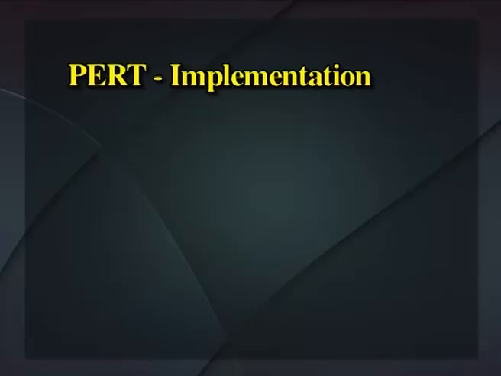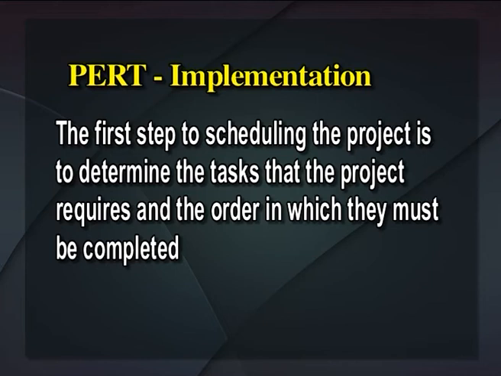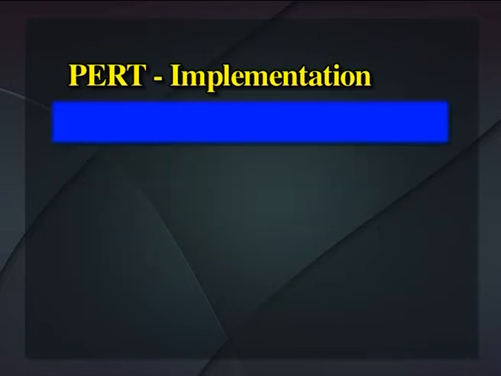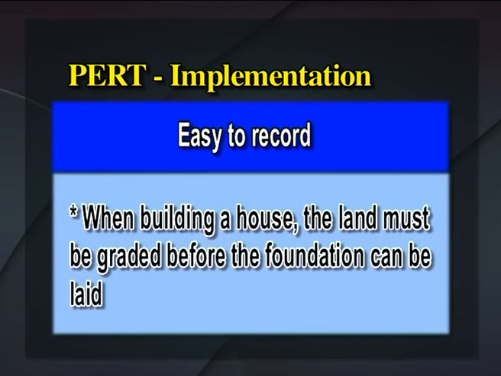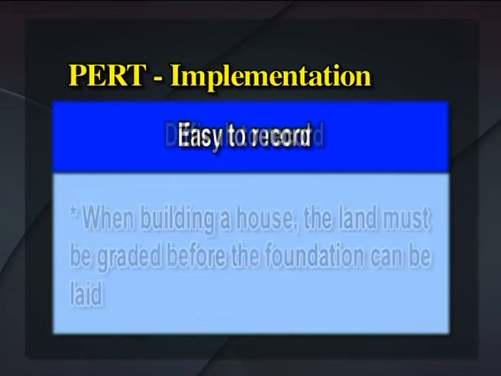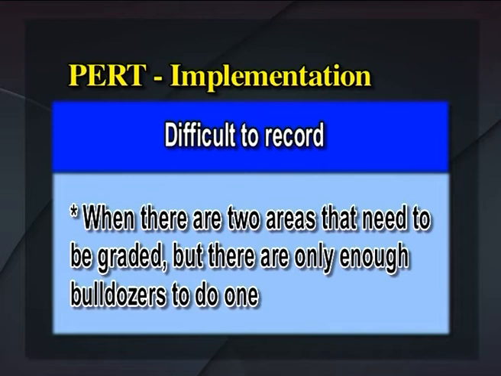Now moving on to PERT implementation. What is implementation? The first step to scheduling the project is to determine the tasks that the project requires and the order in which they must be completed. The order may be easy to record for some tasks, such as when building a house, the land must be graded before the foundation can be laid, while difficult for others, when there are two areas that need to be graded, but there are only enough bulldozers to do one.